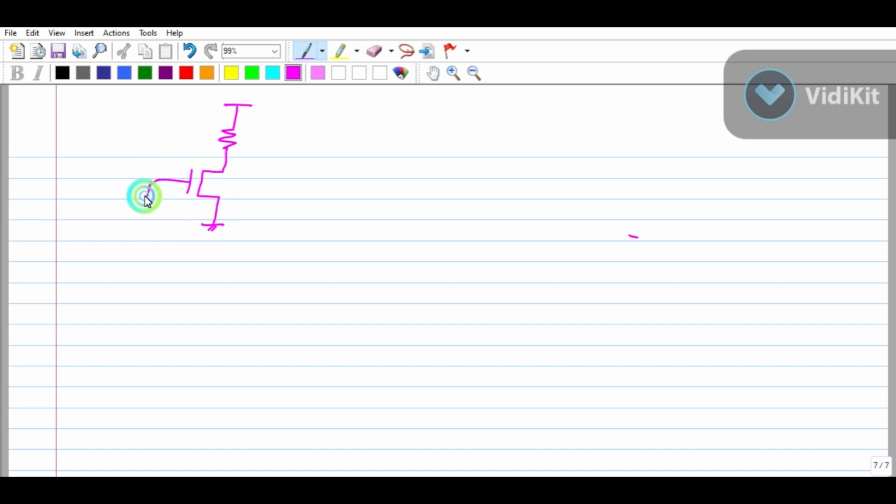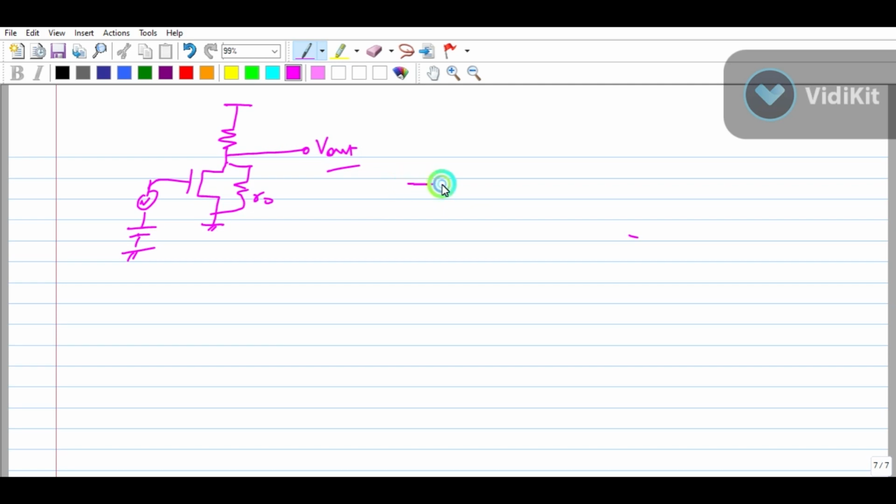Same here, that input and the biasing. Okay, and there will be R naught. From the middle of this, we are taking V out. Okay, let's try to draw the small signal model of it.